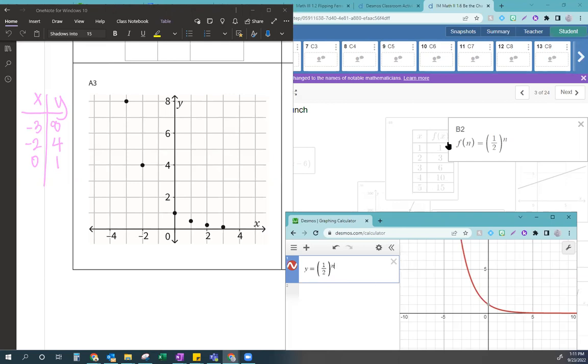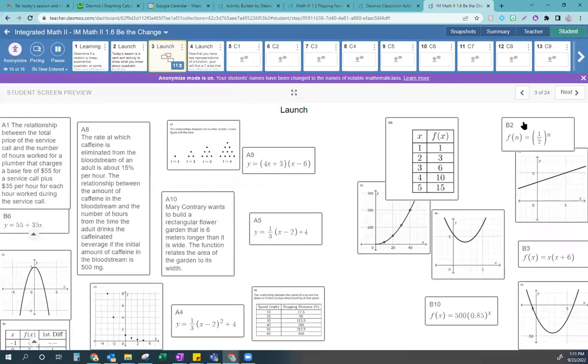Questions on this? So Ms. Johnson, B2 matches with A3. So let me write that. B2 matches with A3. So let me put those together, B2 and A3.